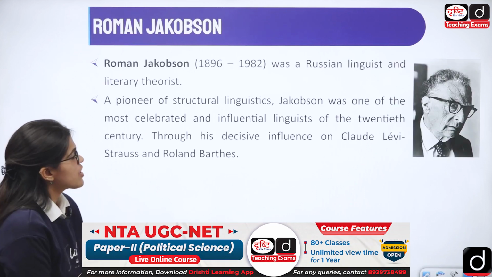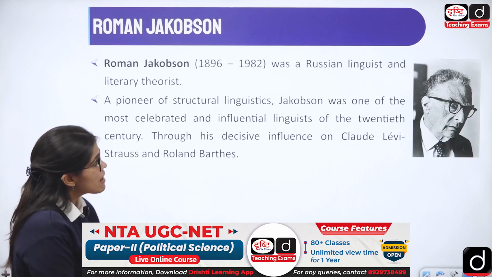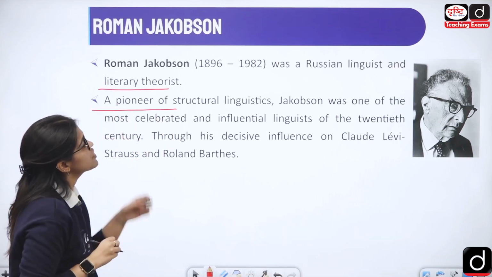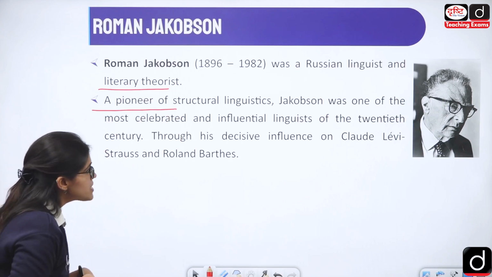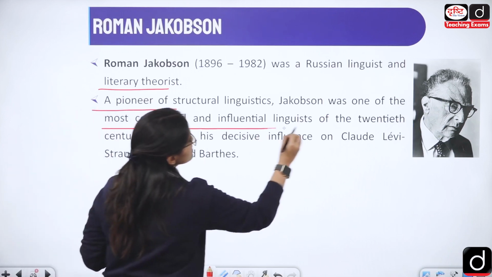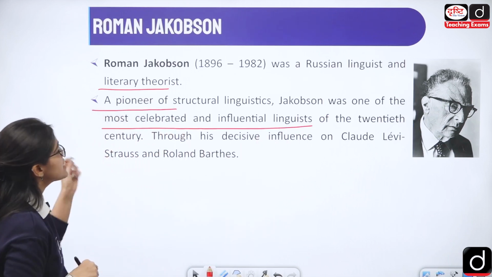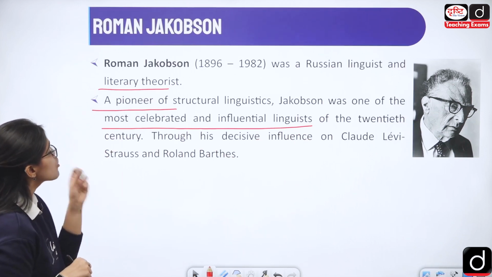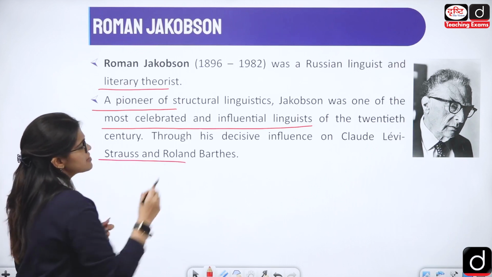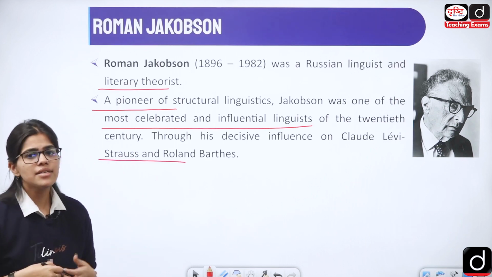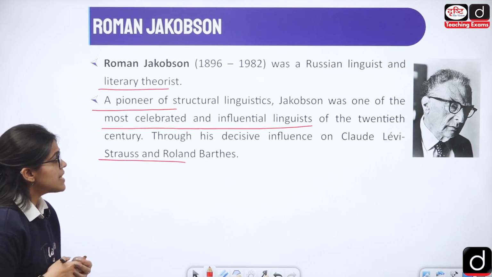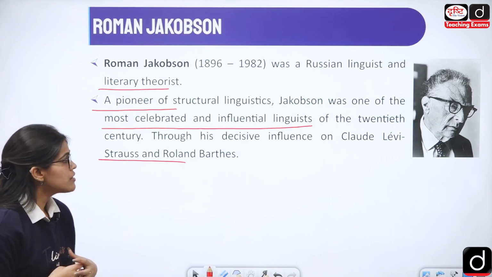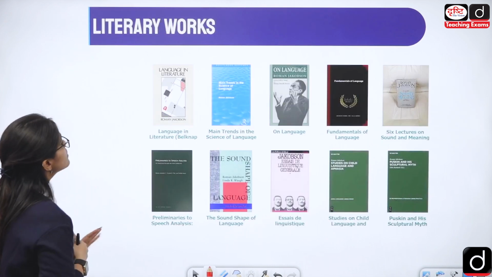Then we have Roman Jakobson. He was a Russian linguist and a literary theorist who was a pioneer of structural linguistics. Jakobson was one of the most celebrated and influential linguists of the 20th century, and is often termed as someone who influenced Claude Lévi-Strauss and Roland Barthes and many others. So he actually acted as an influence on Claude Lévi-Strauss and Roland Barthes.